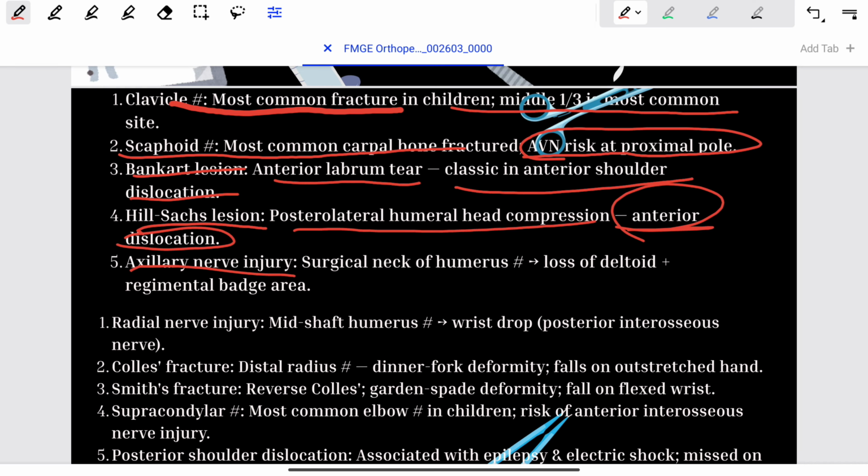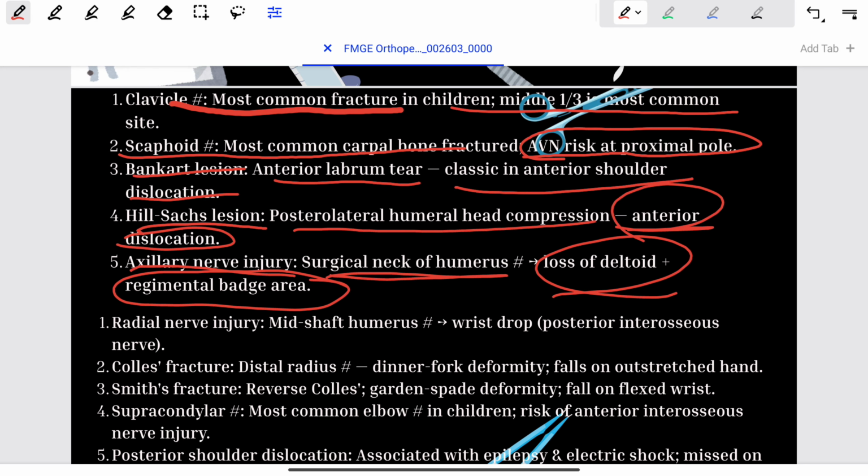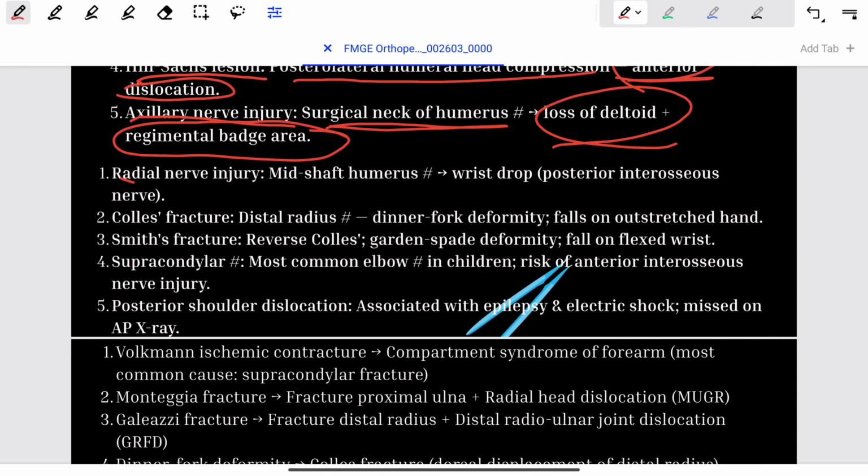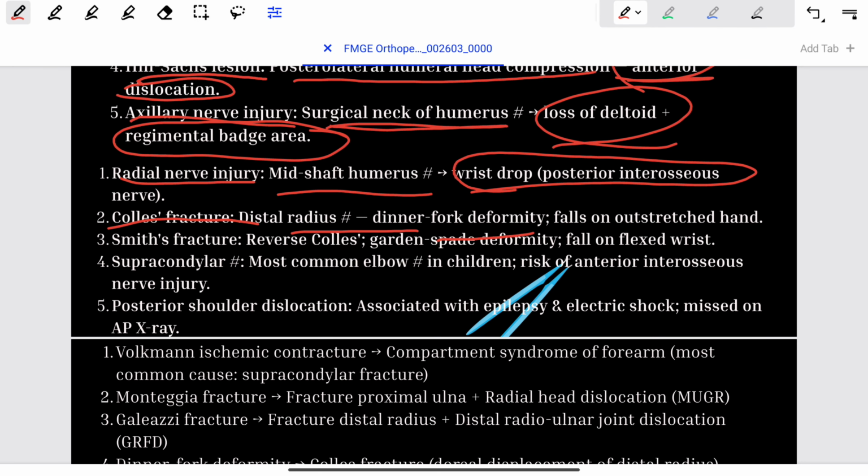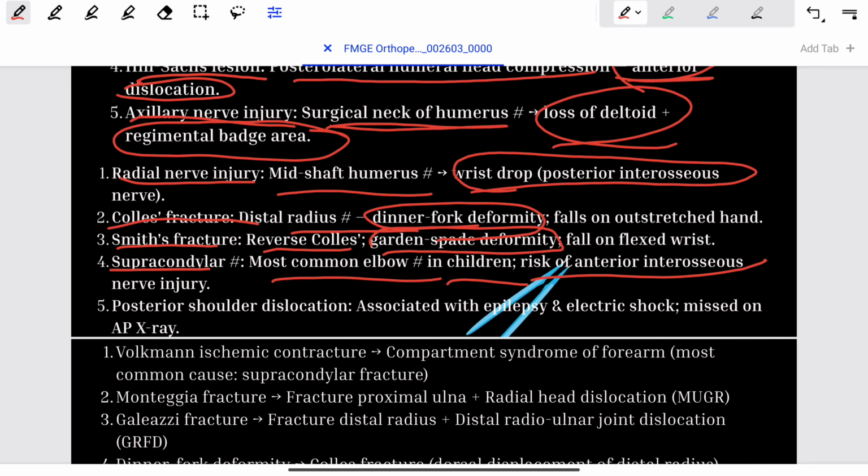Axillary nerve injury, surgical neck fracture causes deltoid paralysis and sensory loss over the regimental badge area. Radial nerve injury, midshaft humerus fracture classically presents with wrist drop. Colles fracture, distal radius fracture causing the characteristic dinner fork deformity. Smith fracture, reverse Colles fracture producing a garden spade deformity. Supracondylar fracture, most common elbow fracture in children, may injure the anterior interosseous nerve.